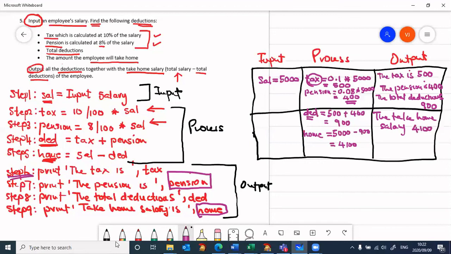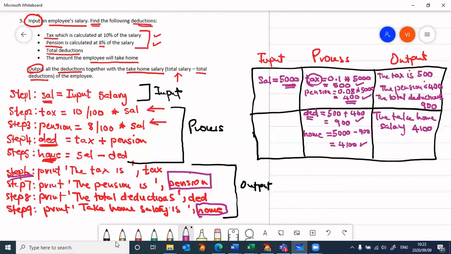4,100. If I test this, I see for a salary of 5,000 rands, my tax is 10%, that's 500. I know that's correct. 8% is just a bit less than 10%, so the answer should be a little bit lower than the tax, which is 400, so I know that is correct. Deductions, I need to add the 900, and I'm now taking home 4,100. So when I look at the IPO table, I can get a sense of the values, and I know that this IPO table is correct.